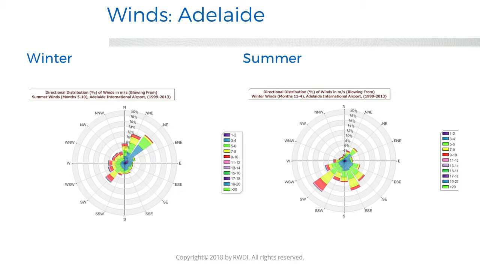Seasonal variability has many different forms. In the case of Adelaide, winter winds tend to blow from northeast or southwest, but in the summer, winds tend to blow from the two southern quadrants.